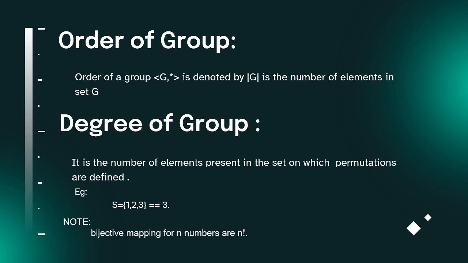The number of elements in the set on which the permutation is defined is known as the degree of the group. We have given a small example: S equals {1, 2, 3}. The number of elements in this set is 3, so the degree of the group is also 3. An important note: the permutations are bijection mappings of n elements, numbering n factorial. This we have seen in the permutation concept.